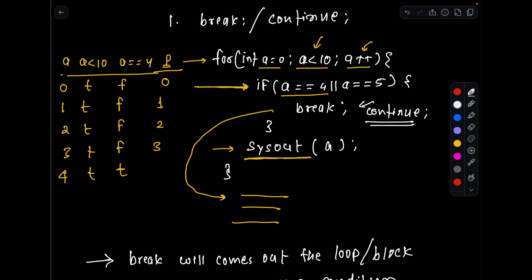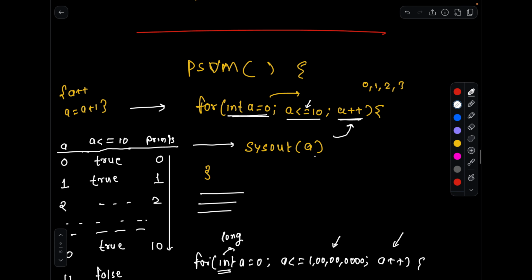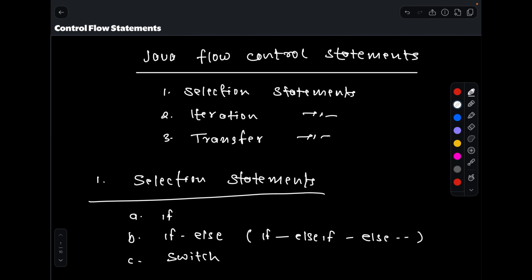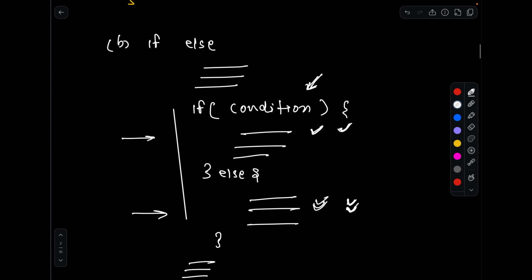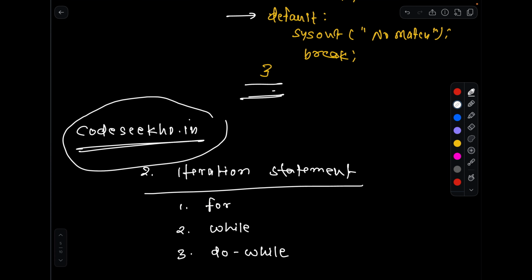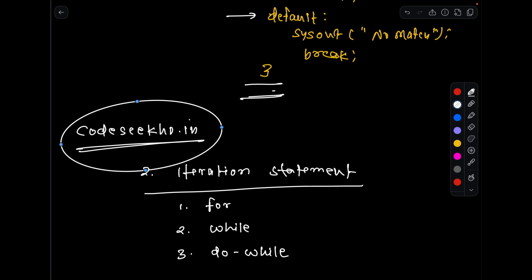Okay. So I think we have completed these iteration statements, these control flow statements. You can go through this video once again, and you can do the assignments in the codeseco.in. Okay. You will find the notes there as well, so you can go through this.